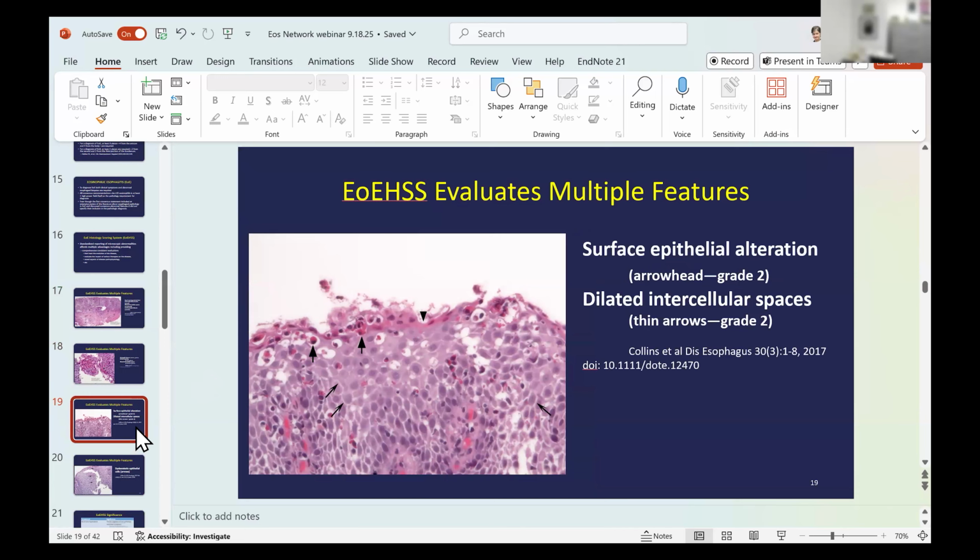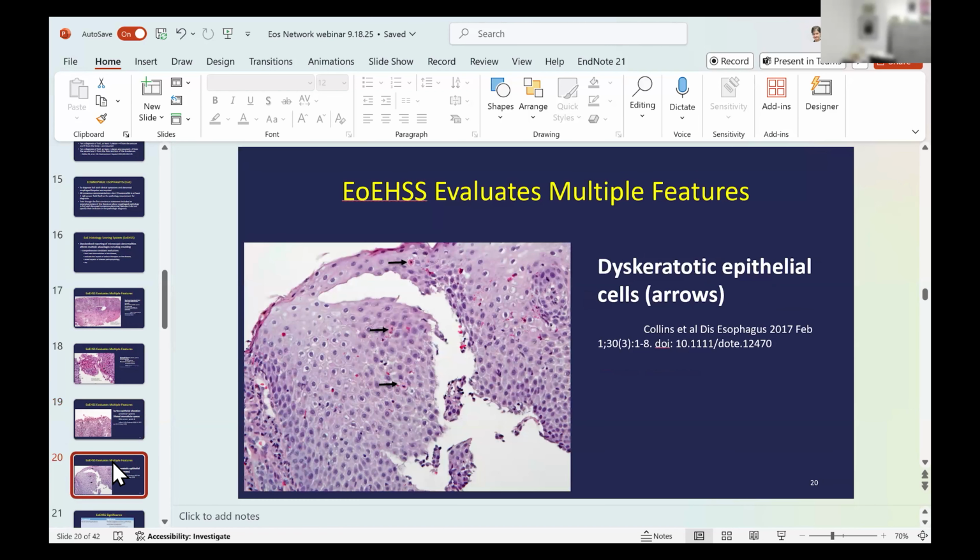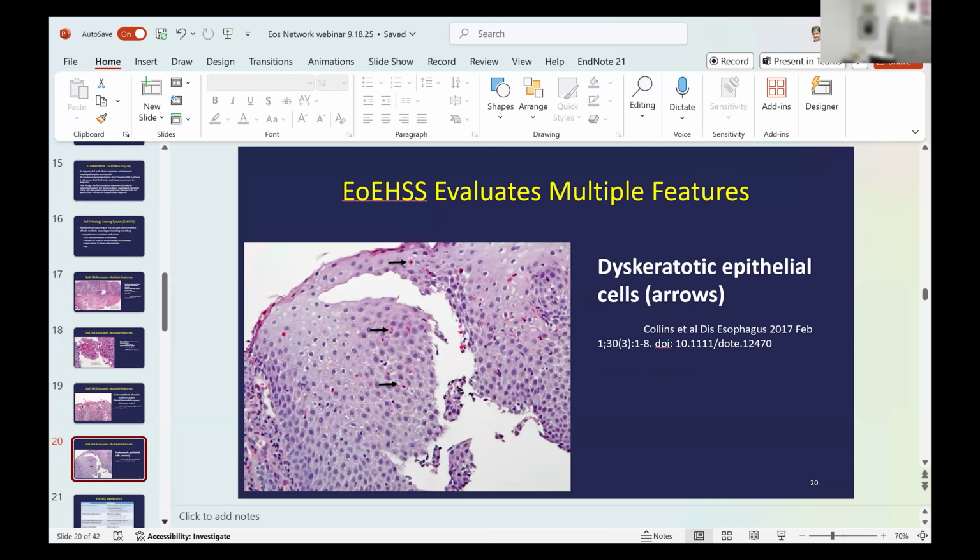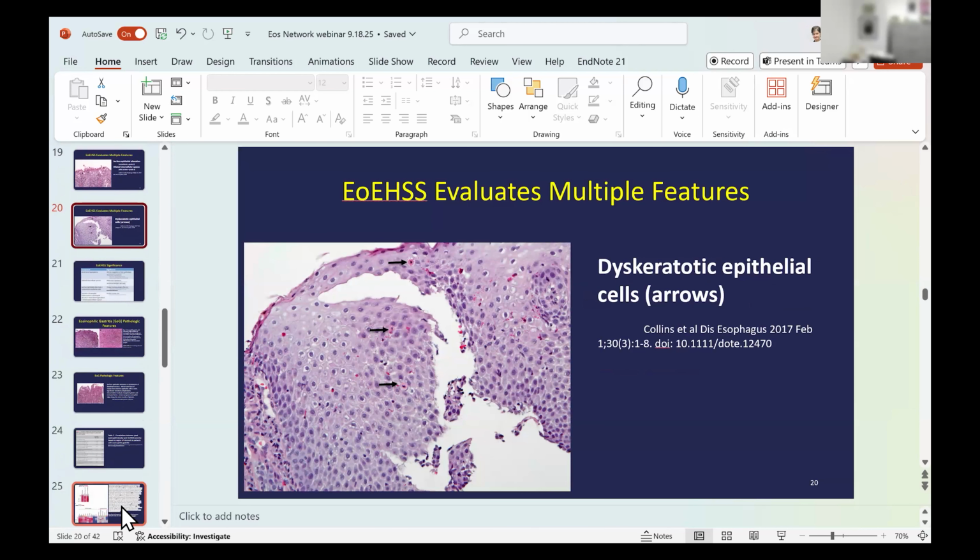There are eosinophils that the arrows are pointing to, and the thin arrows are pointing to the dilated intercellular spaces. You might be able to see little feathery connections between the cells. Normally, you need electron microscopy to see that, but these are so dilated, we can see them easily here. And finally, the arrows are pointing to what are called dyskeratotic epithelial cells. They may be indicating that someone has an immune disorder. We don't know that for sure yet.